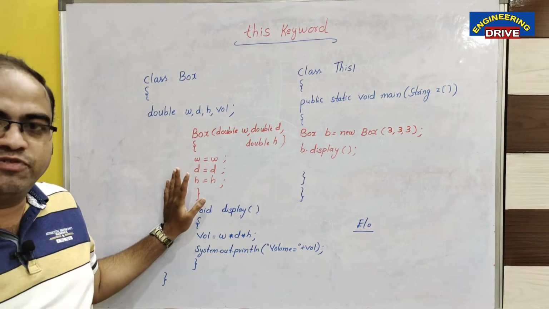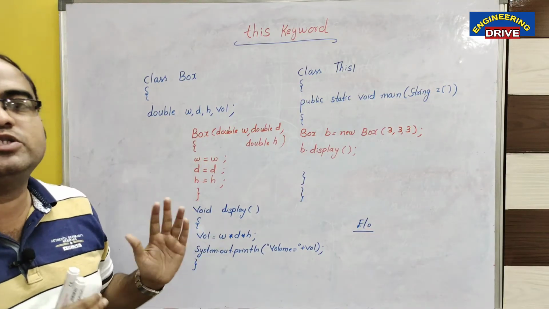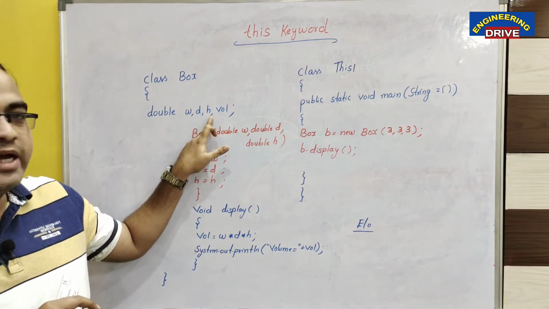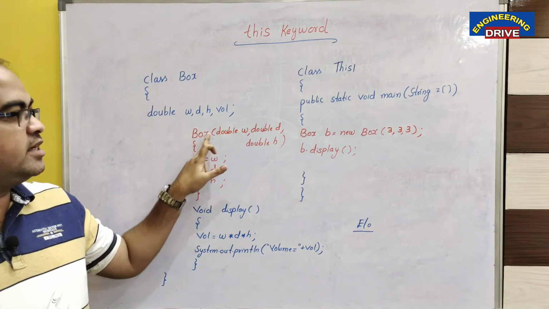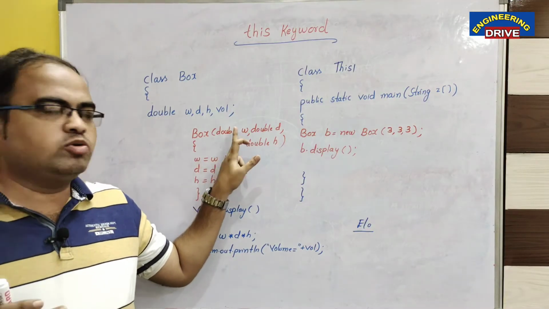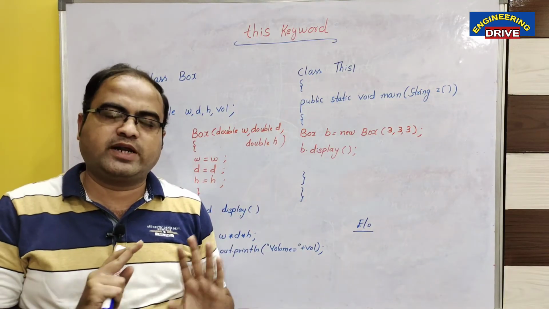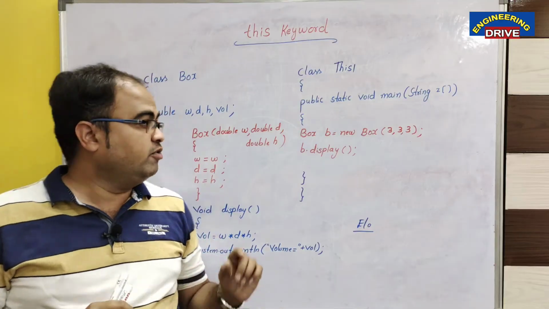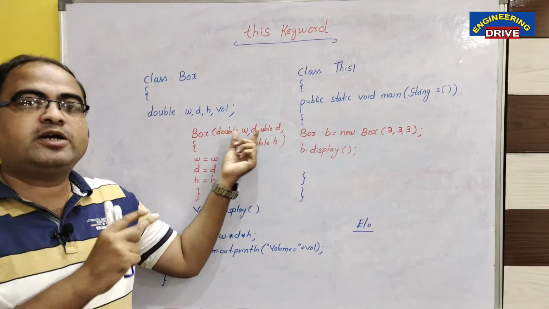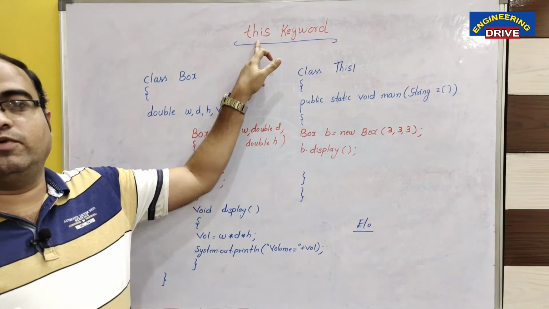Computer will not be able to differentiate which W is on left side and which W is on right side, because here also members of the Box class are W, D, H and parameters of the constructor are also W, D, H. If you use different names here, no problem. Instead of W, you use width, depth, height. No error, you will get no errors at all. But when the members of a class and the parameters of the constructor have the same name, then we will use this keyword here.